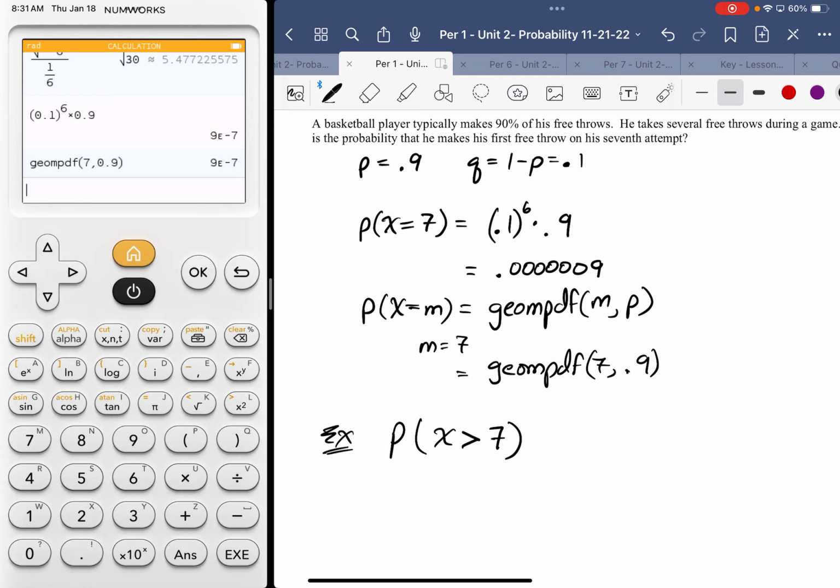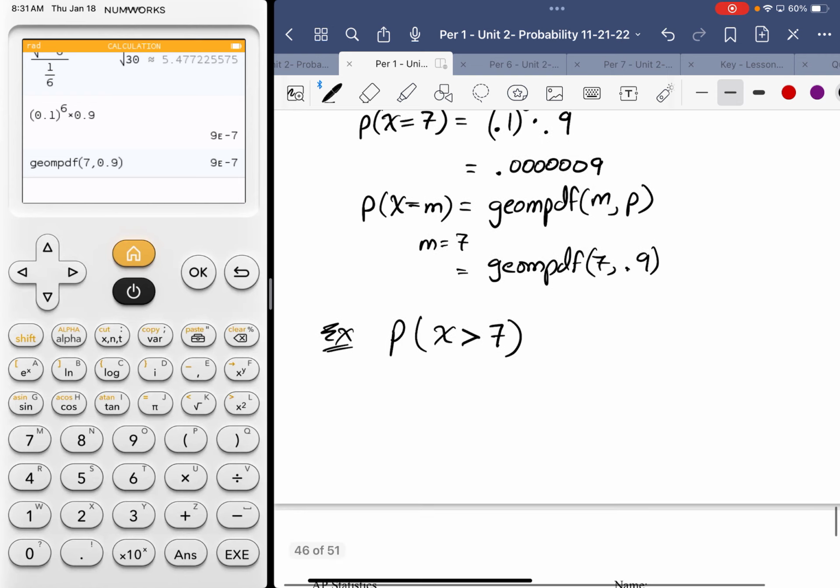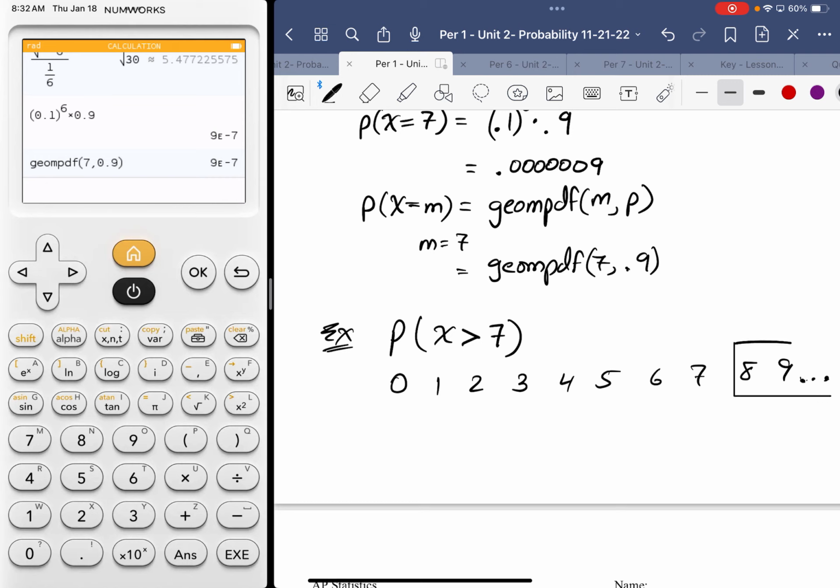Just like I did yesterday, I'll do a number line, but I'm not doing that because it's necessary work to show on the AP. I'm doing it because I want you to understand where the logic is taking us. So 0, 1, 2, 3, 4, 5, 6, 7, 8, 9, and so on. If I want more than 7, I want this group here.